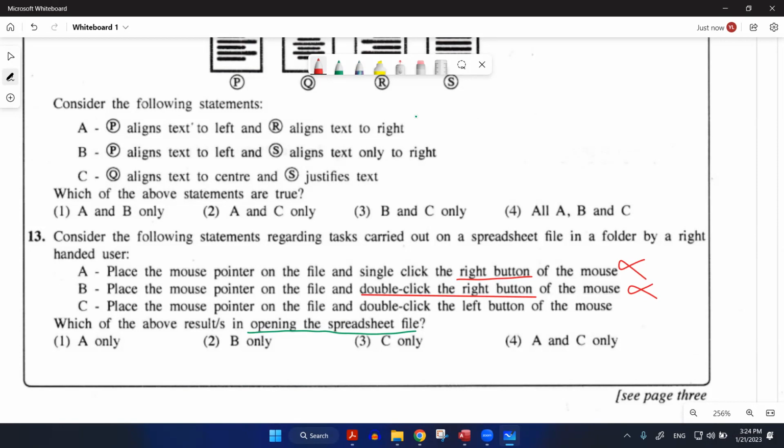So definitely C should be the correct one. Place the mouse pointer on the file and double click the left button of the mouse. Yes, that is correct. So the answer is going to be C only. Yes, people, is it clear so far?